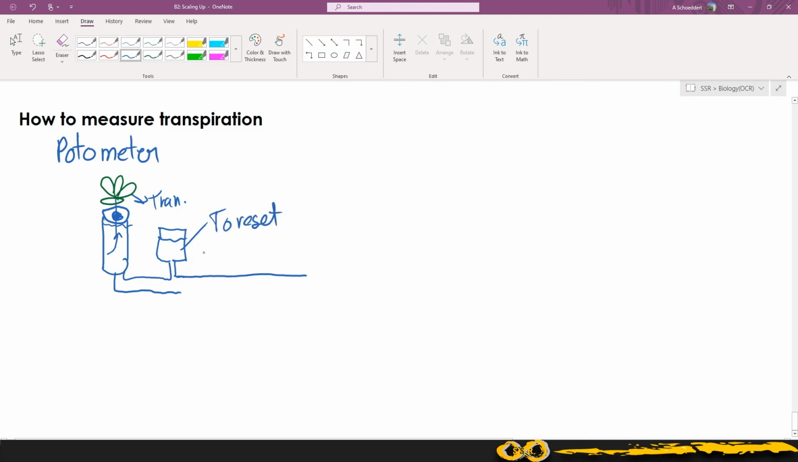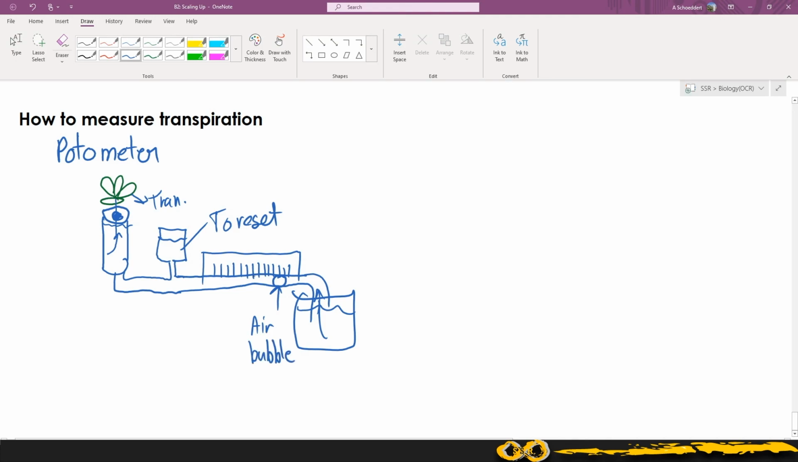And then the tube will carry along and it'll go past a scale or a ruler so that we can measure some movement here. And then finally it will go into another reservoir at the end so that the water can come in to fill the system. What you're going to do is make sure that there is an air bubble in this system. And then as the water is being pulled into the plant, it will pull the air bubble along, and you can measure the movement in millimeters per minute.